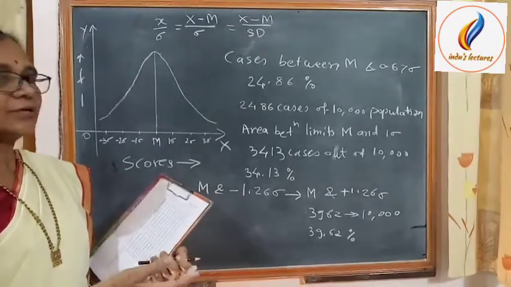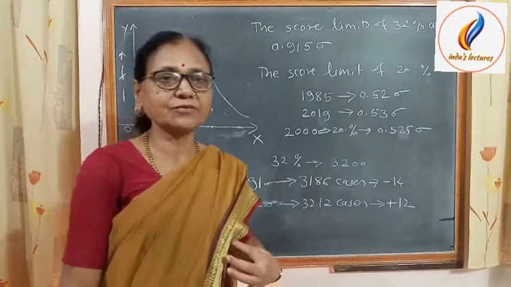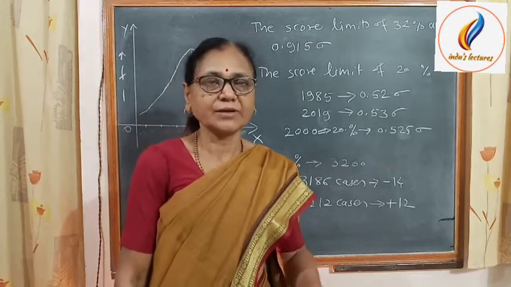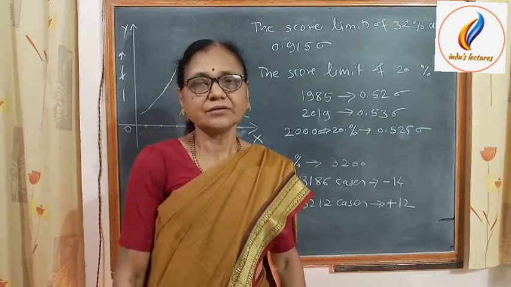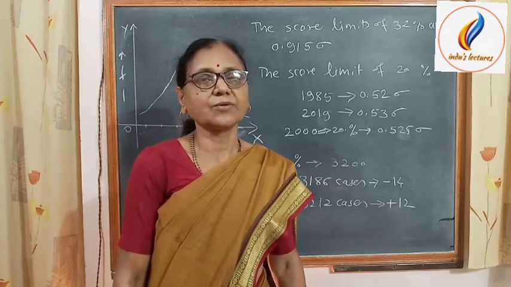In this way, we can use the table for finding the number of cases between mean and a given sigma. This table can be used in reverse way also. In this part, we discussed how to consult the normal probability curve. Now, in the next part, we will consider the application of the normal probability curve.